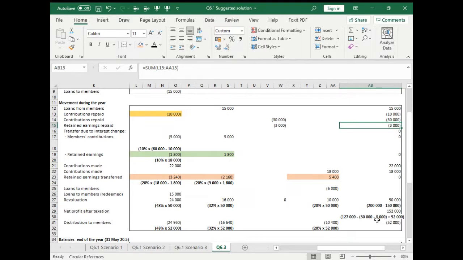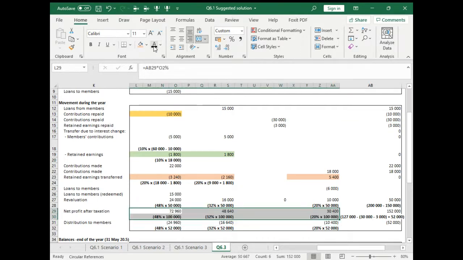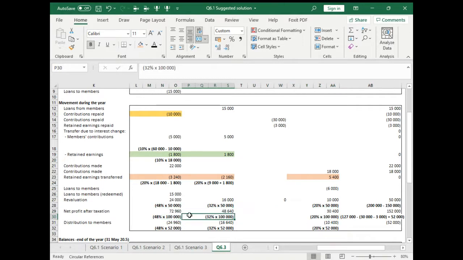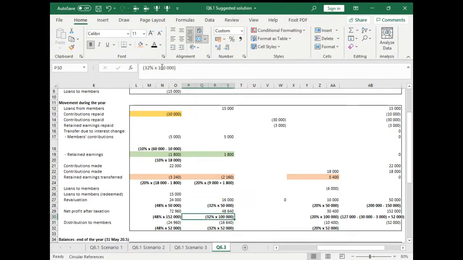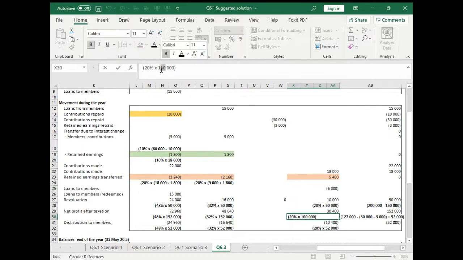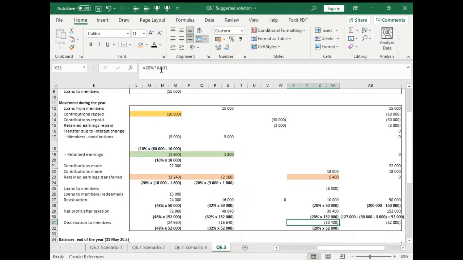Okay, well, as far as I remember, this 30,000 and that 3,000 is for the member we've purchased, and then you distribute that remaining balance, sorry, that's 152, to the remaining members. Okay, so that is how you do the movements.